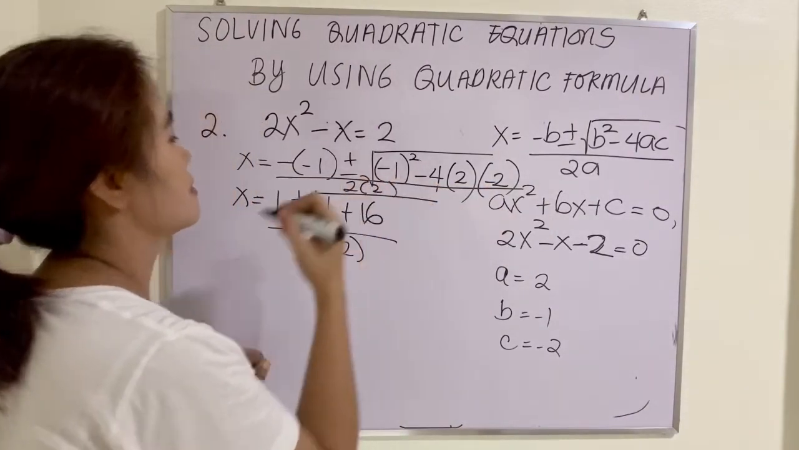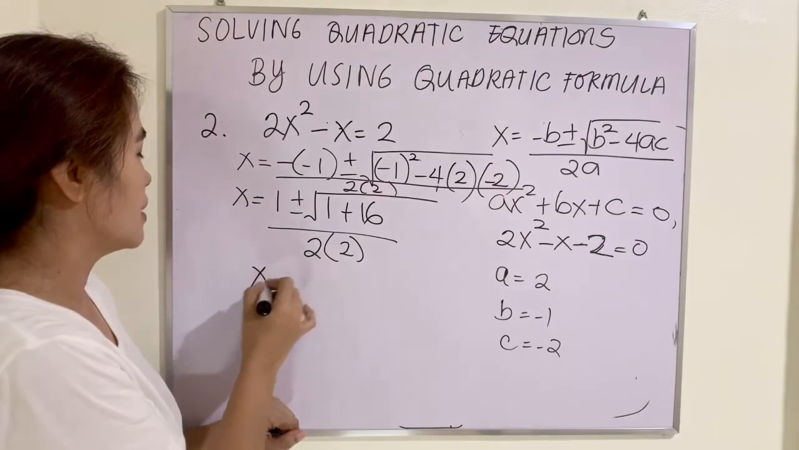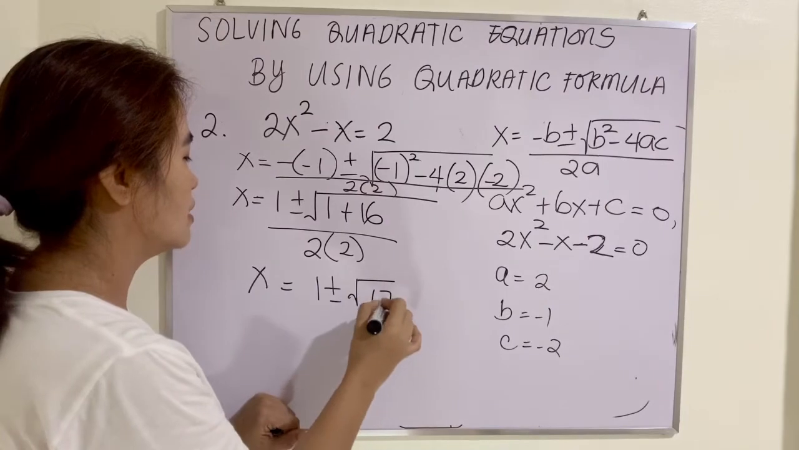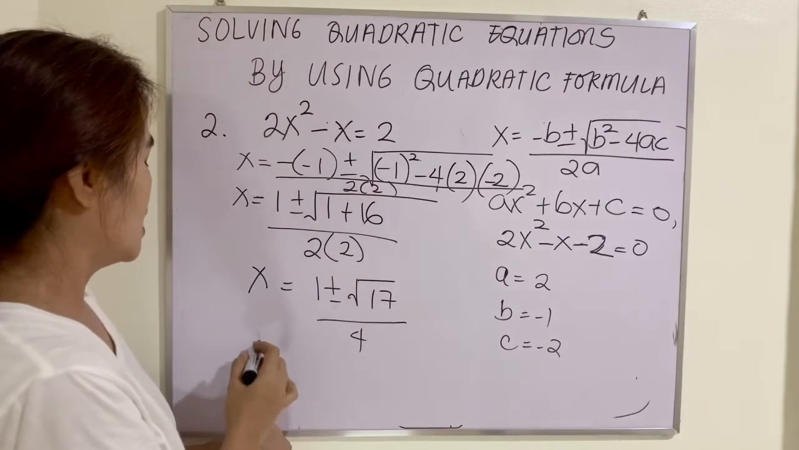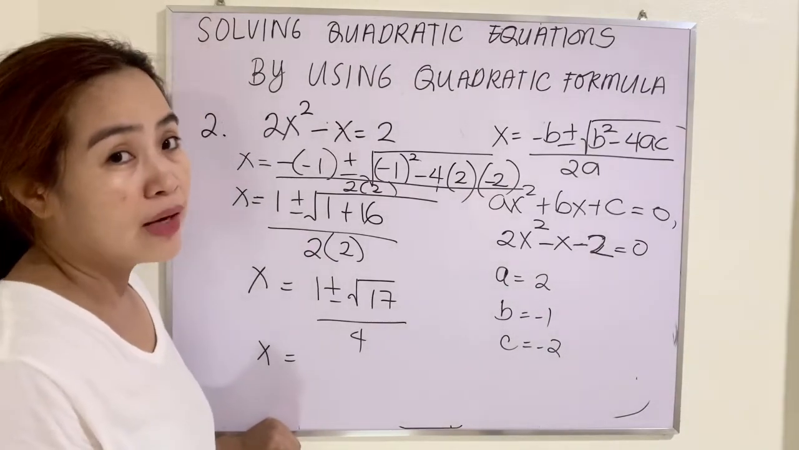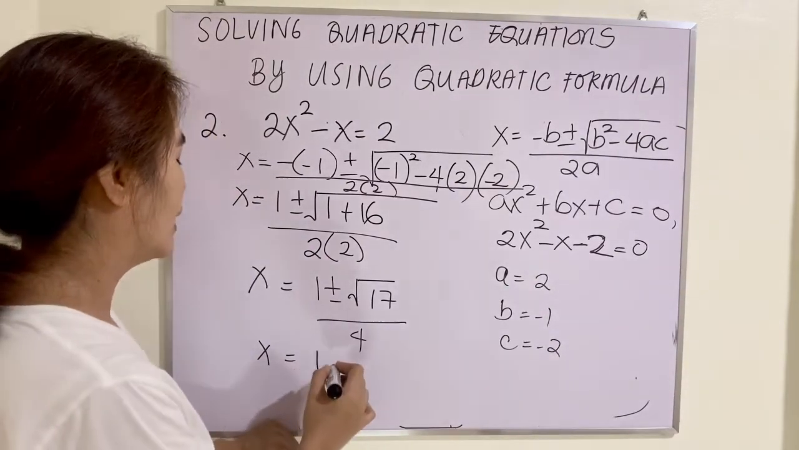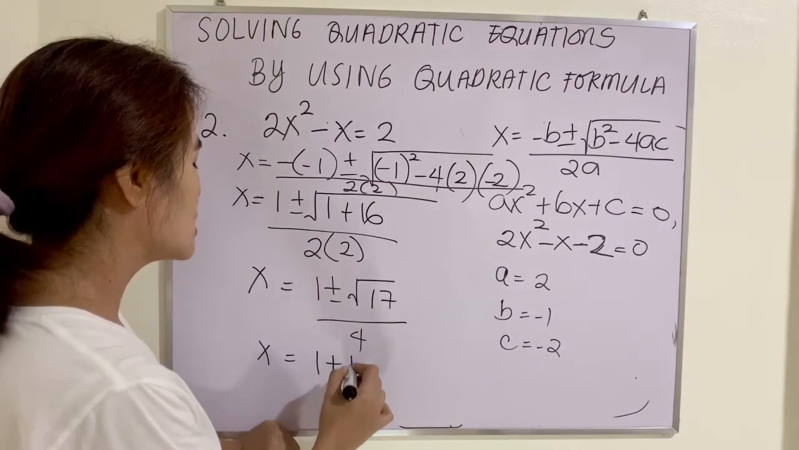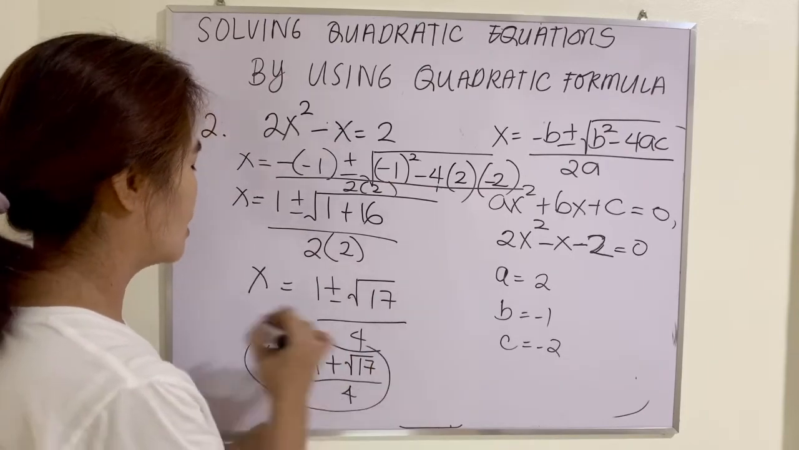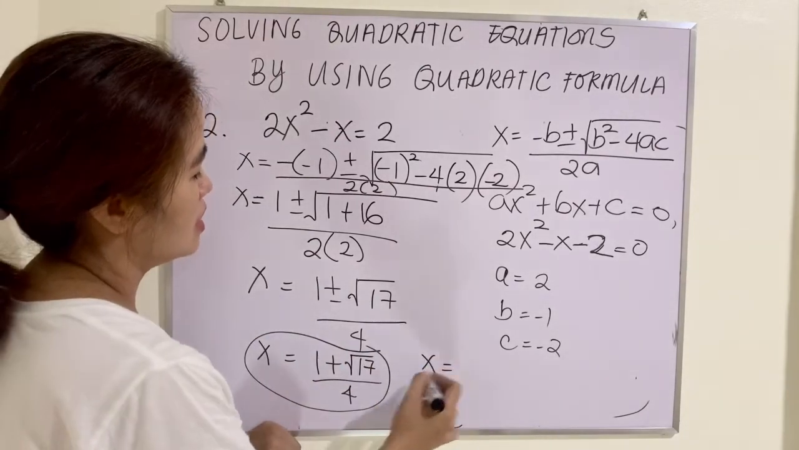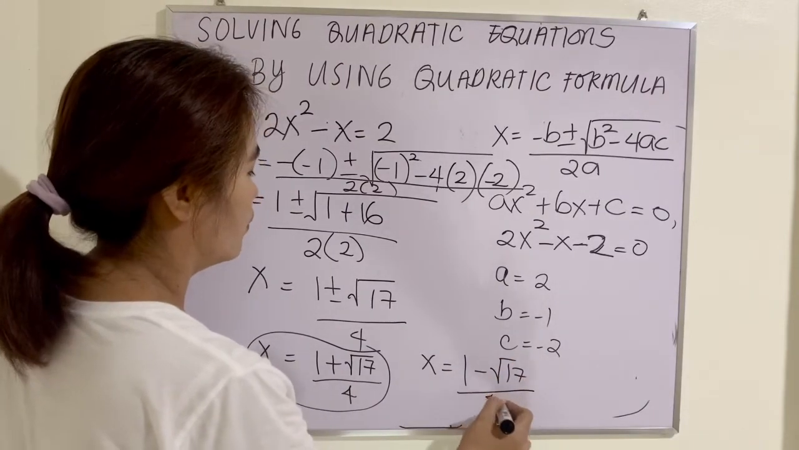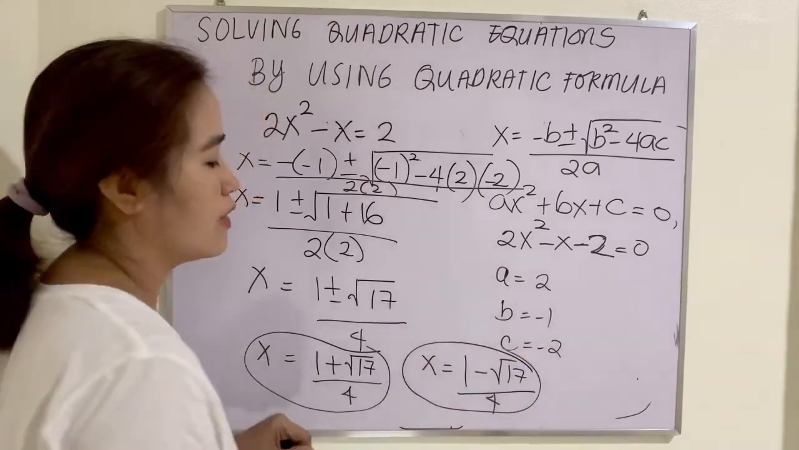So this is equal now to x equals 1 plus minus the square root of 17 over 4. Take note that 17 has no perfect square root and we cannot simplify that anymore. Therefore, the final answer will be 1 plus the square root of 17 over 4. This is the first value of x, and the second one is 1 minus the square root of 17 over 4. This is the second value. That's it.